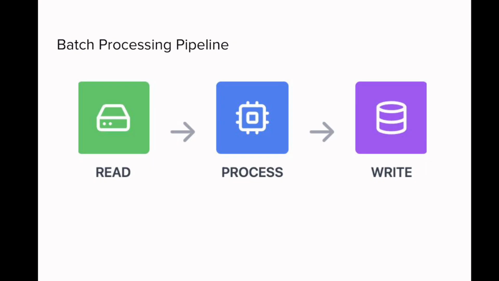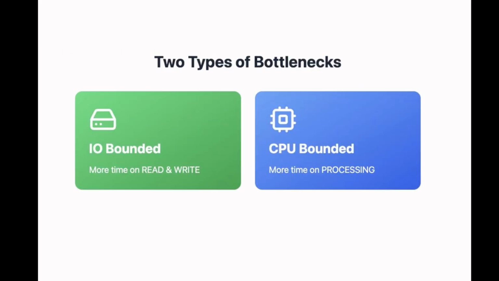So the very first step is to identify the bottlenecks. How can you do so? You can profile your whole pipeline. If you find that your pipeline spent the majority of time on read and write, then it is an I/O-bounded application. And if you find that most of the time is spent on processing, then it is a CPU-bounded application.